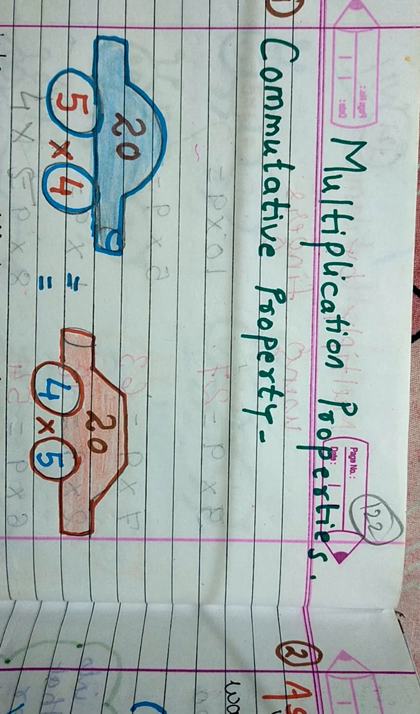Now today it's the turn for the properties of multiplication. So let's see what they say. The first property is the commutative property of multiplication. Now children, first of all let me tell you what multiplication is. You all know very well the meaning of multiplication. Multiplication means repeated addition, right?